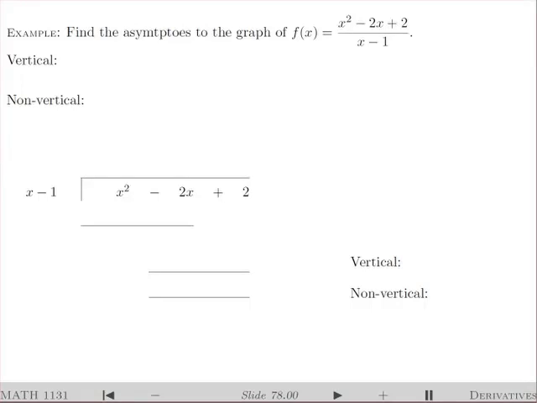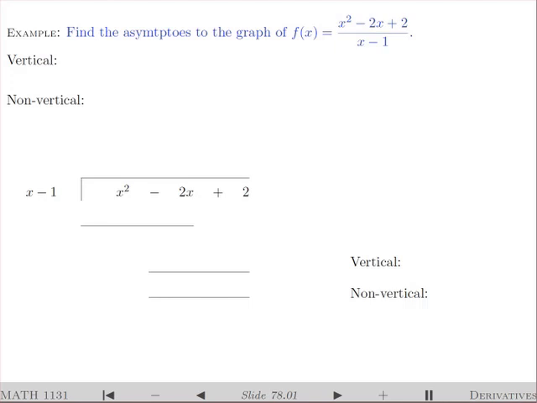Welcome. In this session, we will do an example where we find a slant asymptote. Again, to keep things simple, we will take a function with small degrees. The function is x squared minus 2x plus 2 over x minus 1. In the next session, we will actually graph this. So we'll find both the vertical and the slant asymptotes.